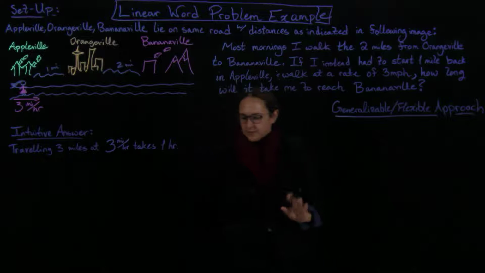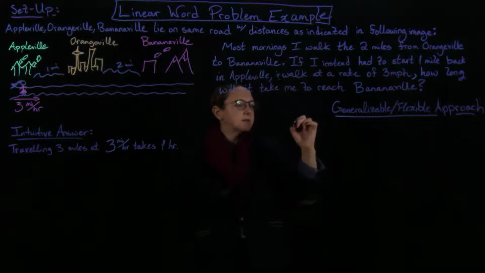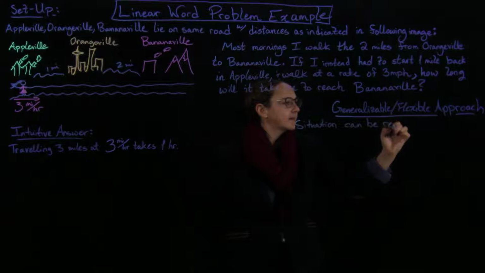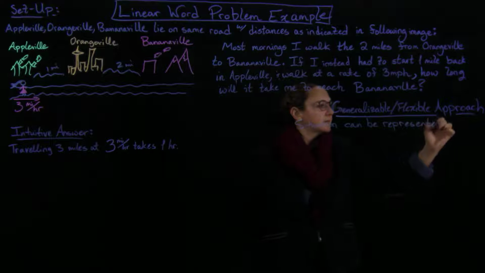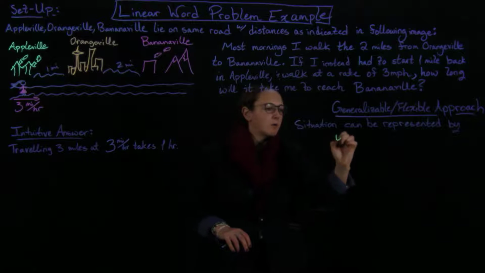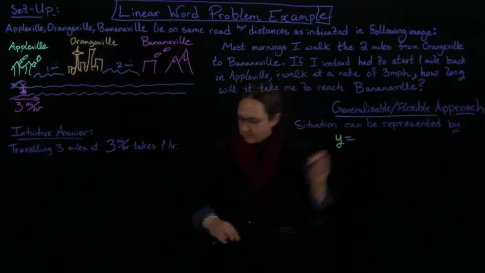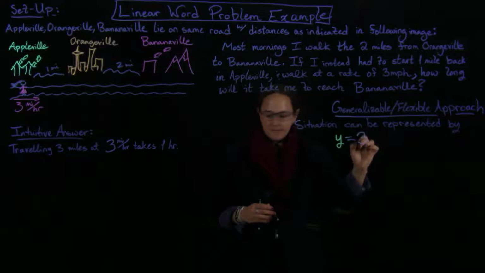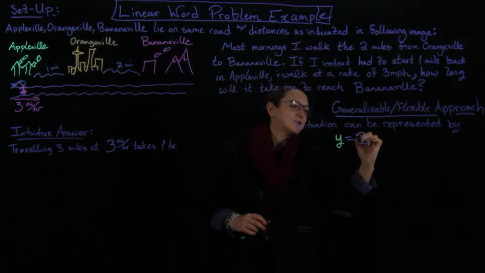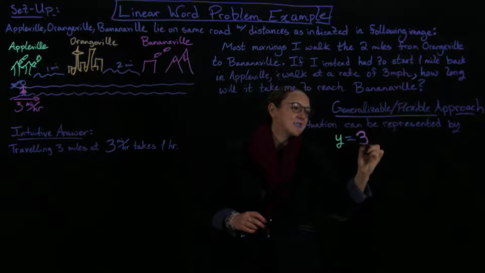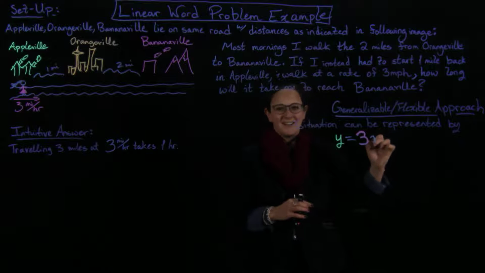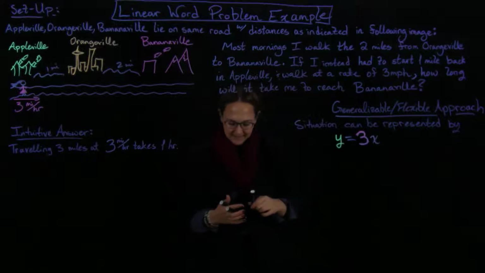The situation can be represented by an equation. It can be represented by this particular equation, and the equation is going to be y equals 3x minus 1. I'm going to make that red, just like I have it up here.